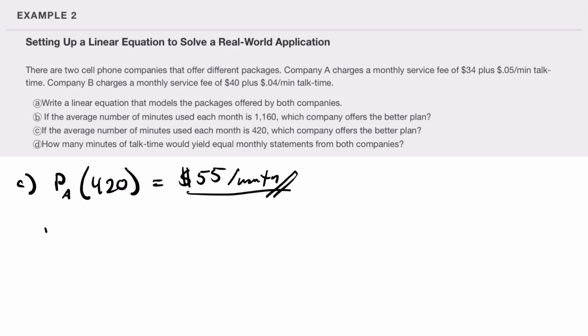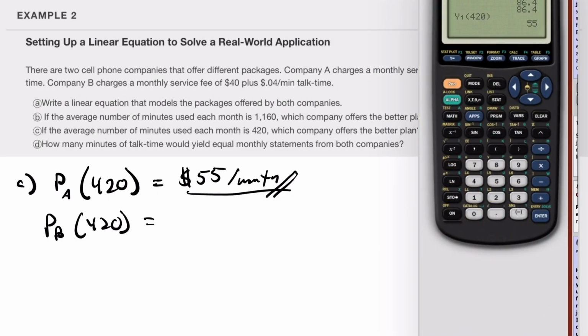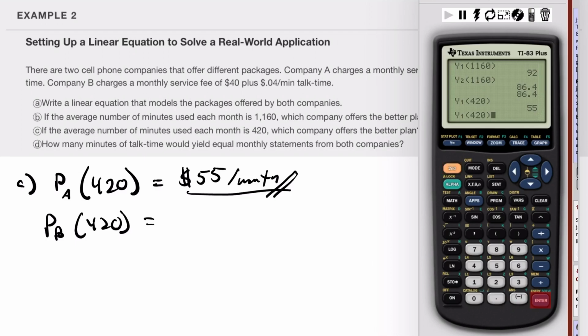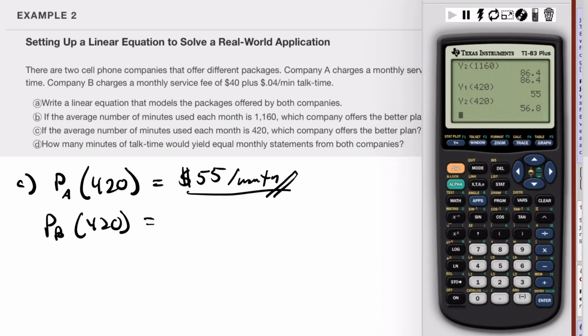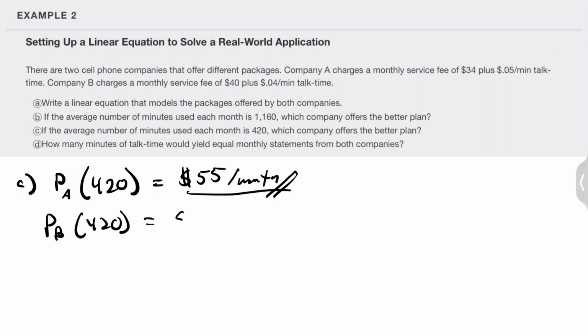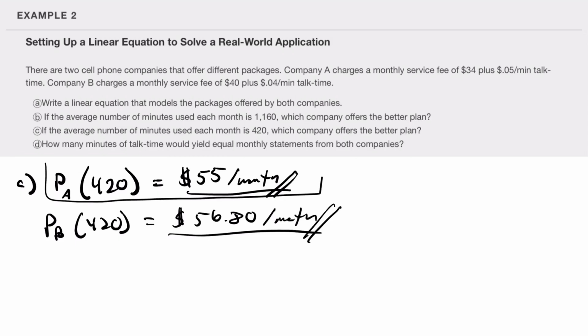Okay. And then the package for company B at 420 minutes used. $56.80. Okay. So it looks like at 420, company A has the better package.